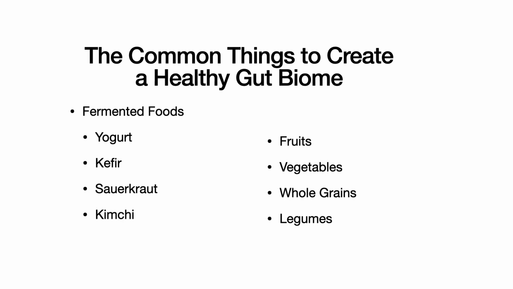So common things to create a healthy gut biome. Fermented foods. So we saw the yogurt, the kefir. If you have a dairy problem, you don't have to go with those. You can get the sauerkraut. You can get the kimchi. You can get dairy-free yogurts though. So you can go and get your coconut yogurt. You can go get your coconut cheeses, things like that. They will still work well for that.